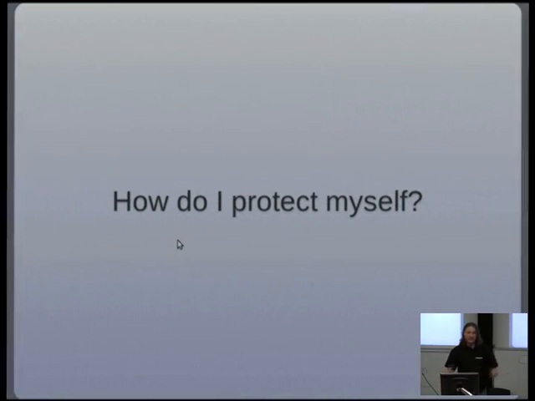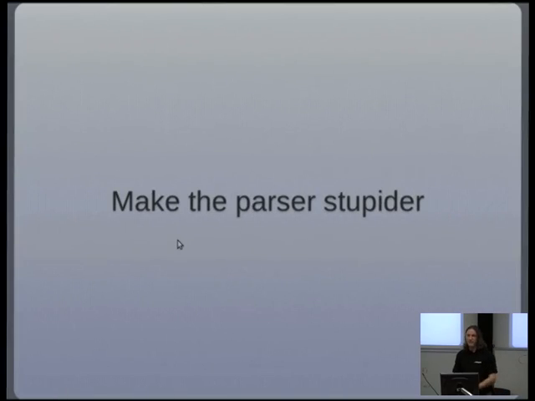So how do you protect yourself from these kinds of vulnerabilities in markup languages? Remember, they're not vulnerabilities, they're features. And the only way to protect yourself from them is to get rid of the feature, make the parser stupider. To do that, you have to know that the parser does these things. Maybe you didn't realize it.